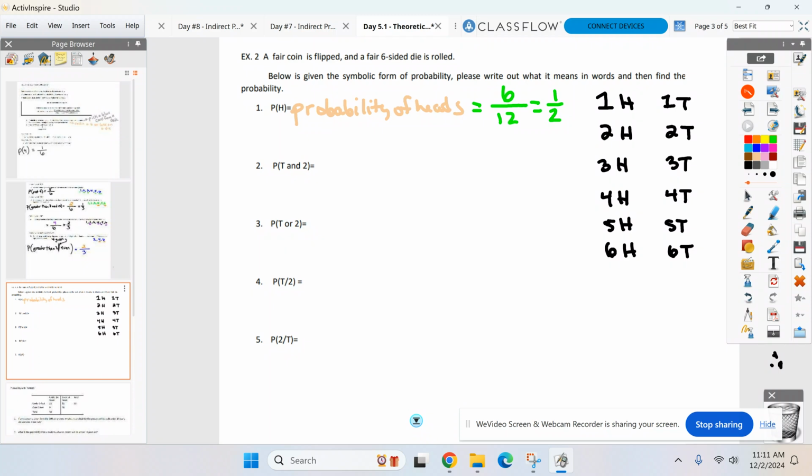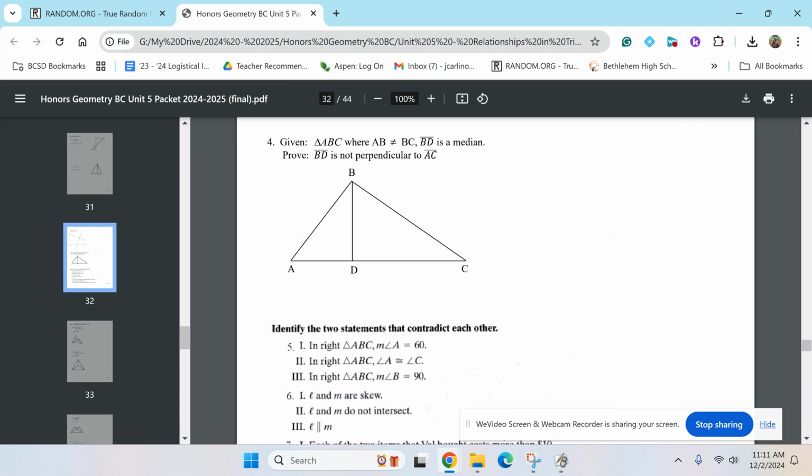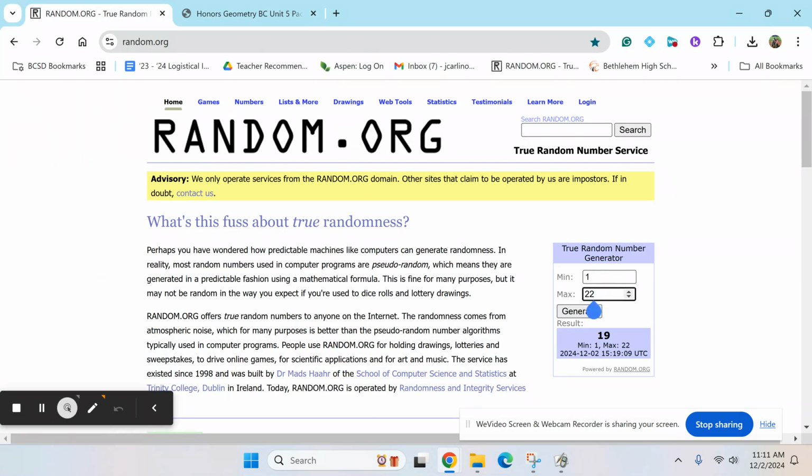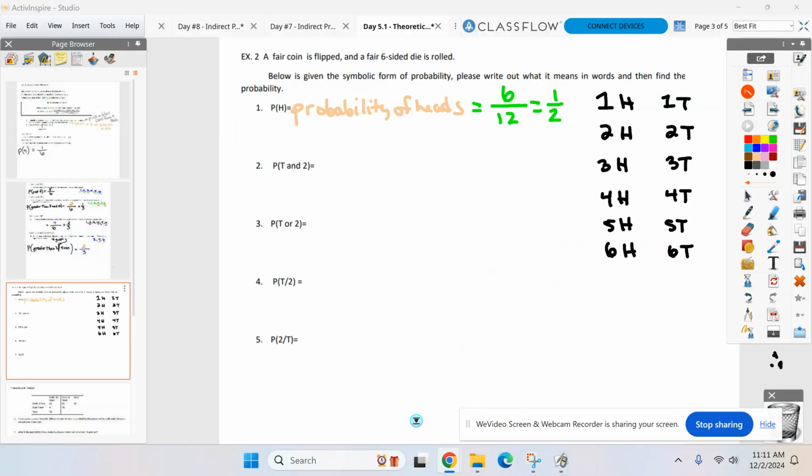All right, I think it's time to start calling on people here. Go ahead and write out what number 2 is saying. Probability of. Here we go. Now I'm going to make you work. Let's get 13 up here. What's that symbol saying? Probability of tails and a 2. And a 2, so both have to happen.